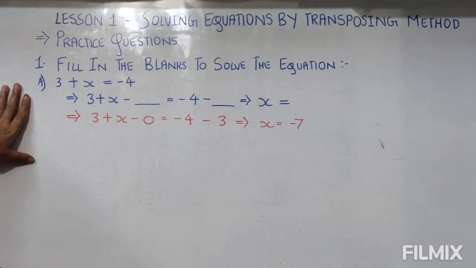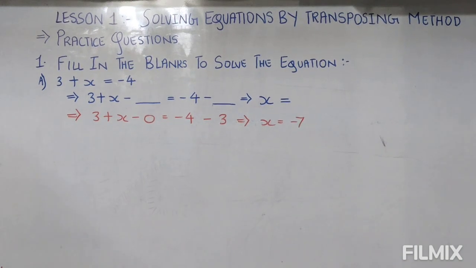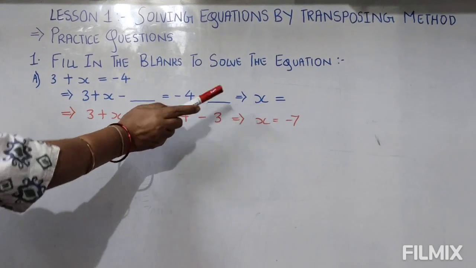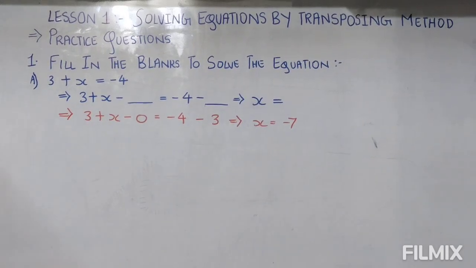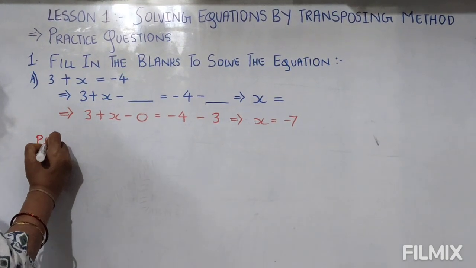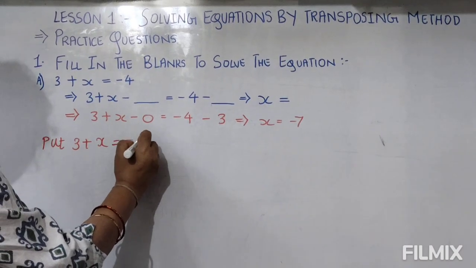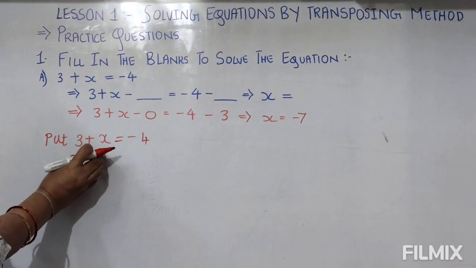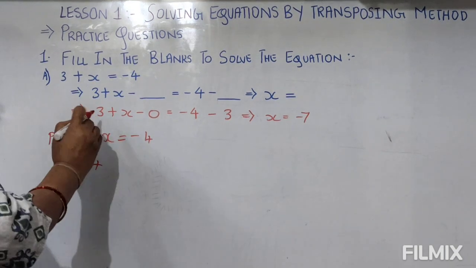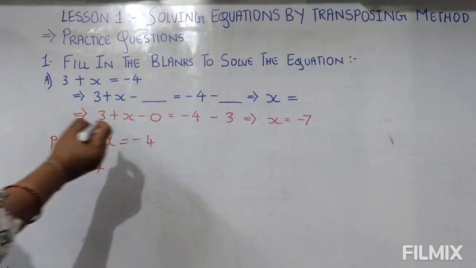Okay. This is the sum. Fill in the blanks to solve the equation: 3 plus x is equal to minus 4. They have given the blanks here and here, and you have to find the solution, that x is equal to how much. How will you find out? See, put 3 plus x is equal to minus 4. So you have to substitute that. 3 plus x is equal to minus 4 means, look here, minus 4 minus 0 is equal to minus 4. That is minus 4.